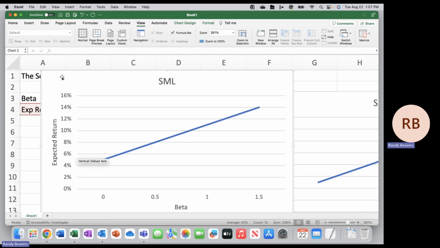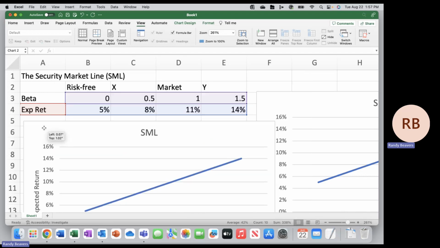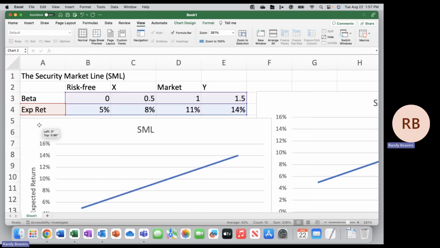So that is our chart, line chart for our security market line, or CAPM, using the data provided here and the formula.